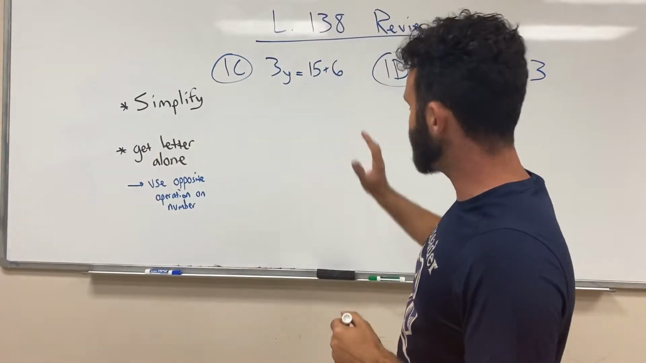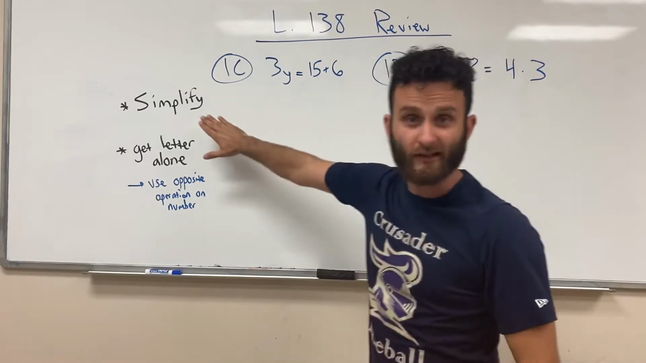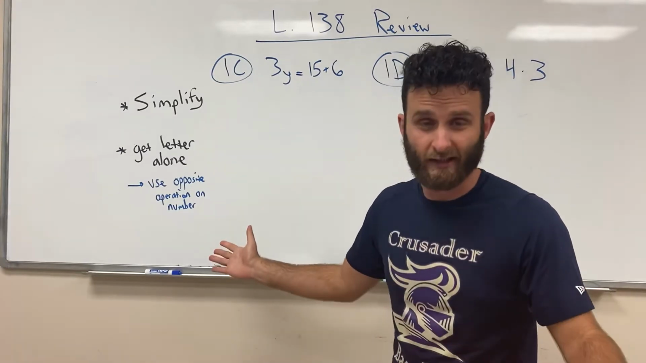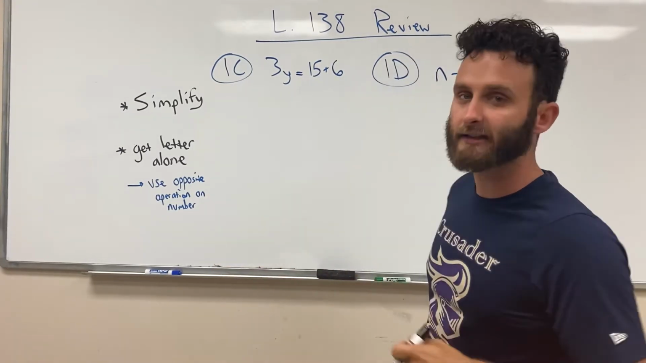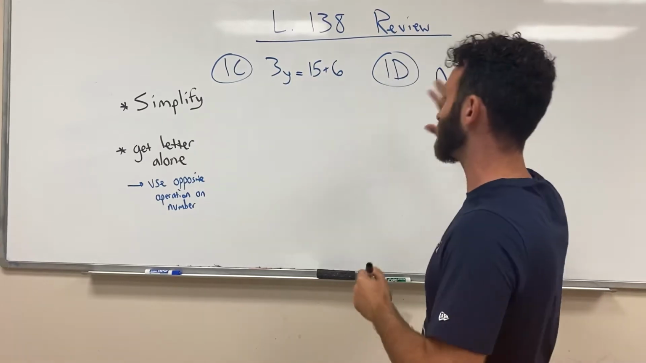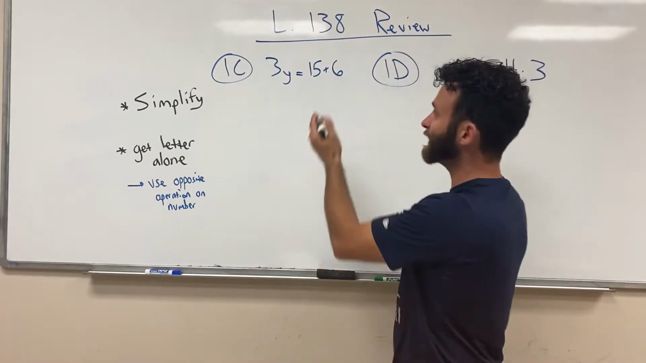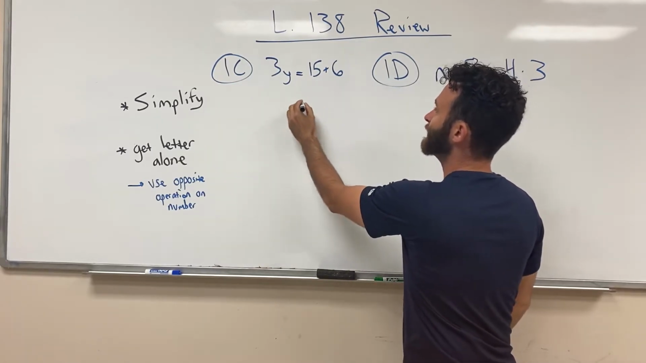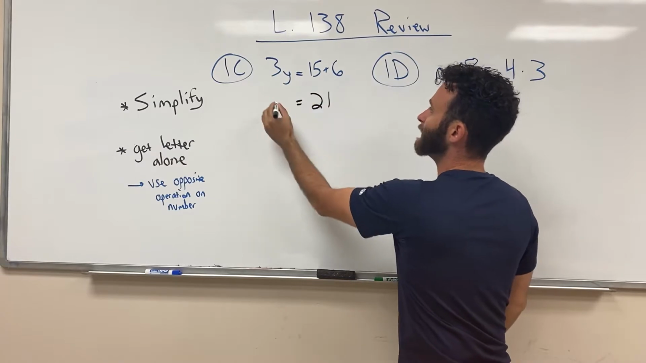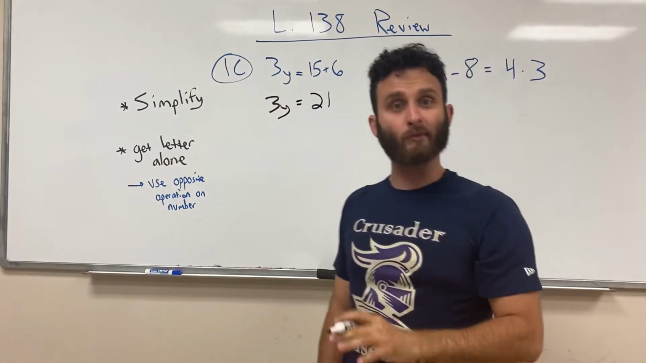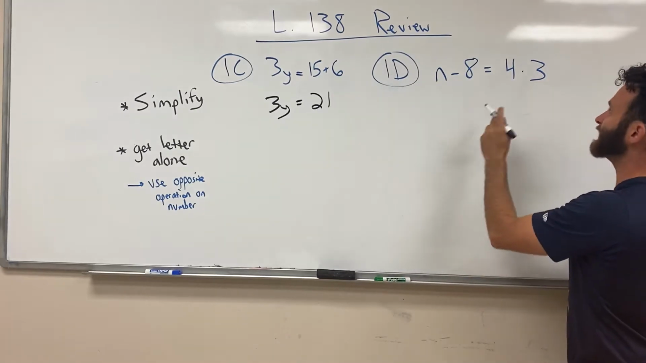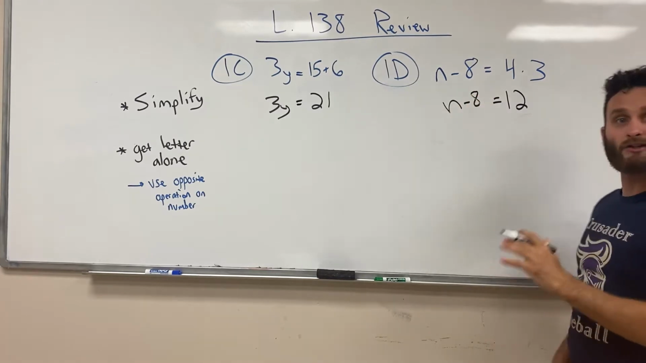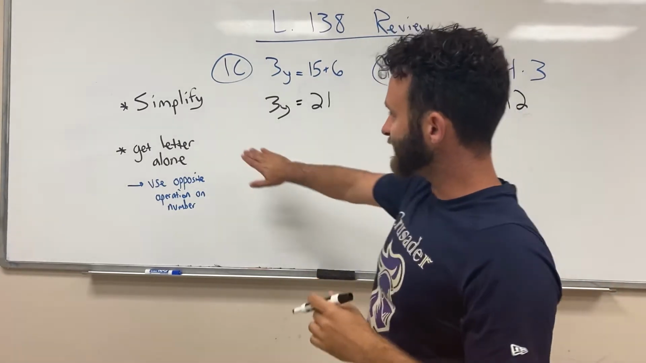So, as a review of yesterday's lesson, we need to first simplify, okay? So what can we simplify on both these problems? I'm going to work both problems at the same time, so that way we can simplify together and then do the next step together on a couple problems. So the first thing we can simplify on 1C from lesson 138 is 15 plus 6. 15 plus 6 is 21. 3y we have not done anything with, so we just leave it there. On 1D, we can simplify 4 times 3, which is equal to 12, and minus 8, we have not done anything with, okay?